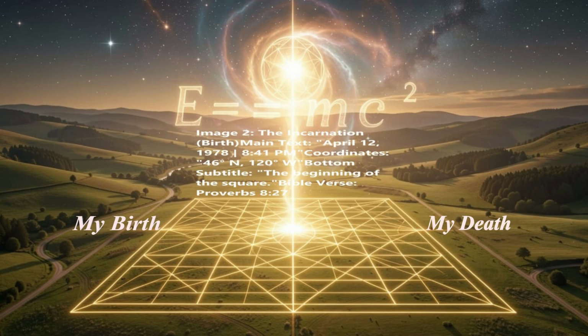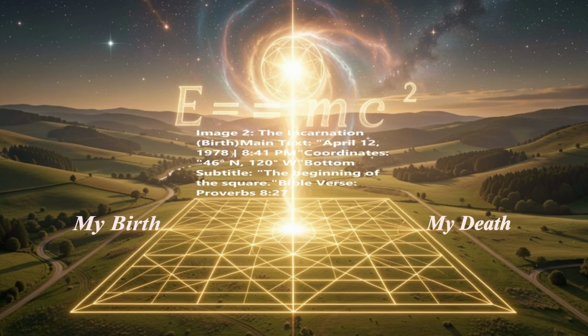My journey began at the coordinates of 46 degrees north and 120 degrees west. April 12, 1978, at 8:41 p.m. This is the beginning of the square. Notice how my birth and my death are mirrored on the same grid. This is the universal reflection. The mass (m) of my physical life was always intended to return to the light (c²) at the very same source.